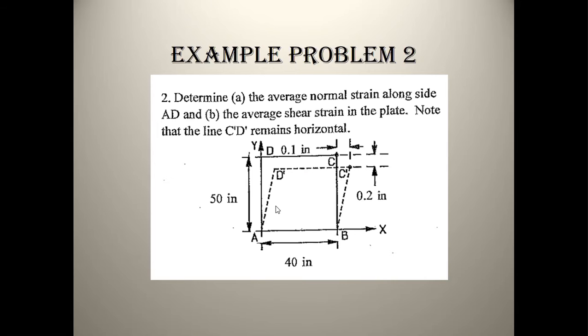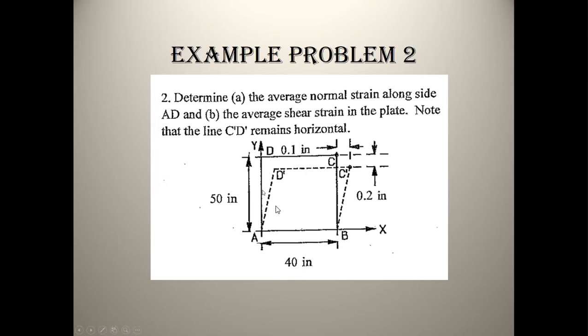So you can see that there is a plate A, B, C, D. The original plate is there. If you see A, B, C, and D, that's the original shape of this. And then with the application of a shear force, determine the average normal strain along side AD. With the application of a shear force, when side AB was fixed, it adopts the new position A, B, C prime, D prime. That's the new shape.